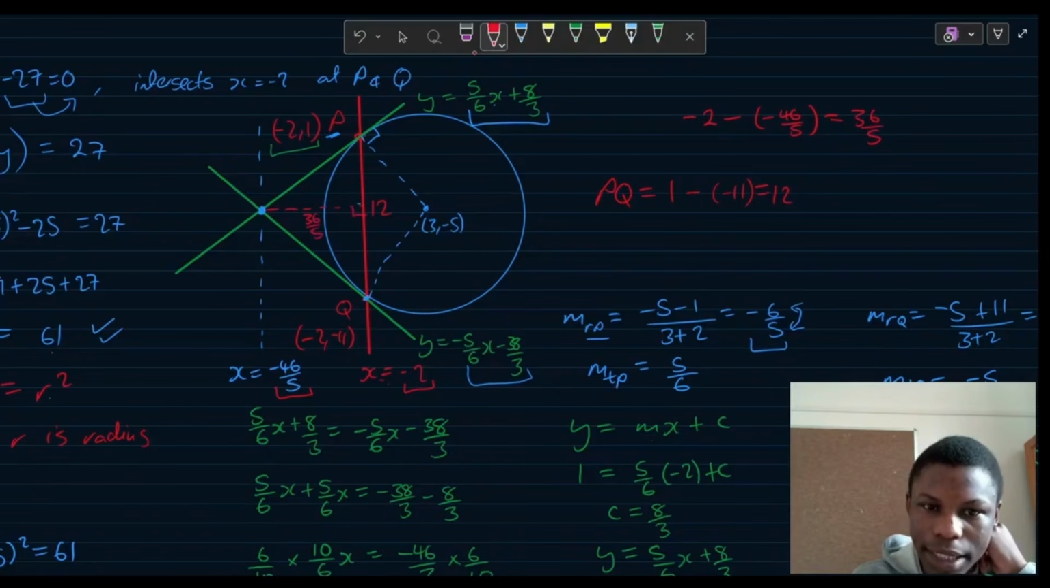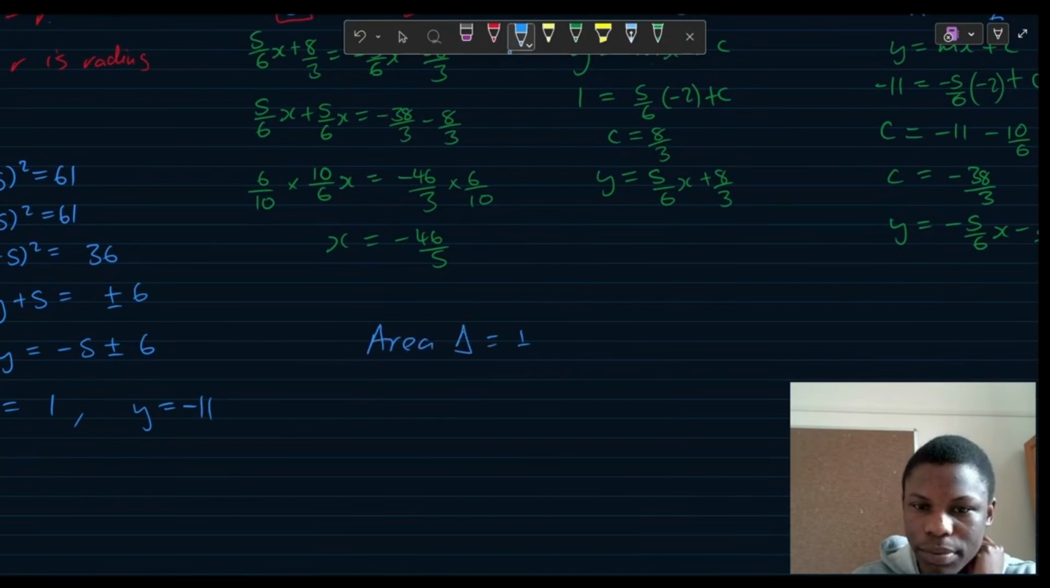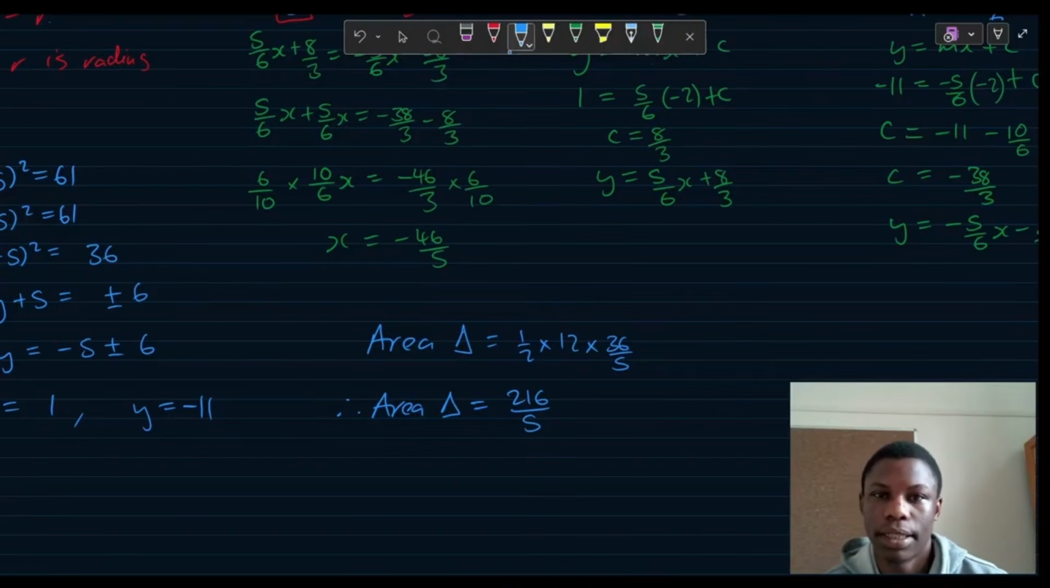And so this is the height of our triangle and our base is 12. So we can get the area of our triangle and say that the area of our triangle is half base, base being 12, times height, height being 36 over 5. And therefore the area of our triangle is equal to half times 12 times 36 over 5, which is 216 over 5. And that there is our final answer.